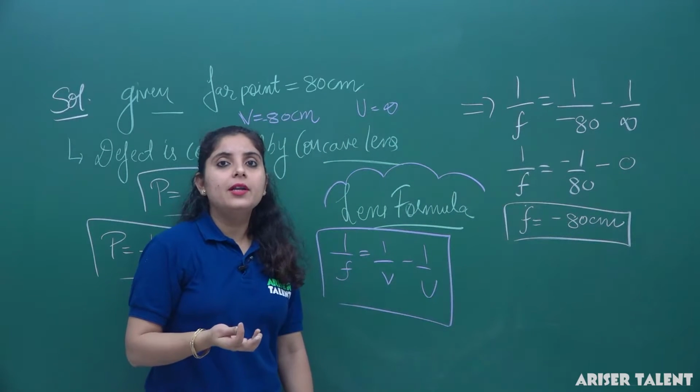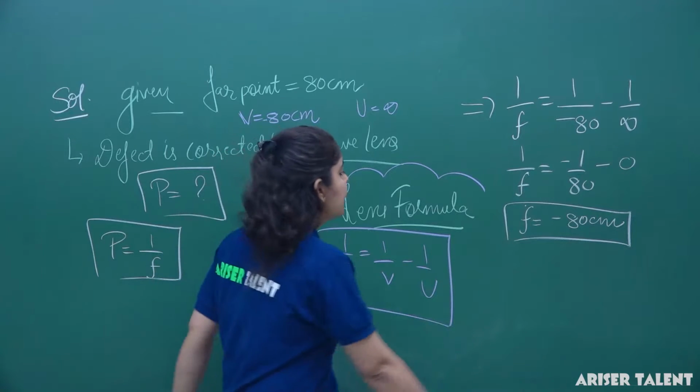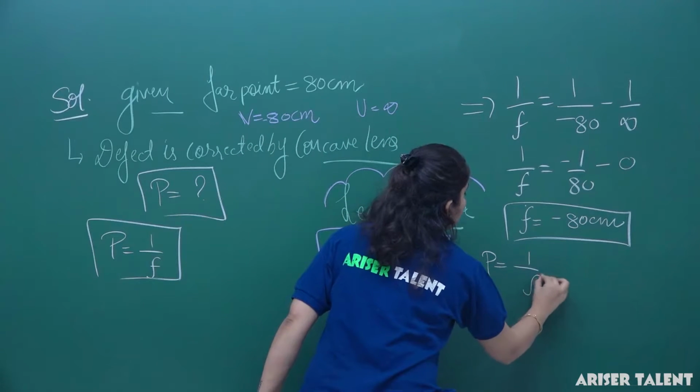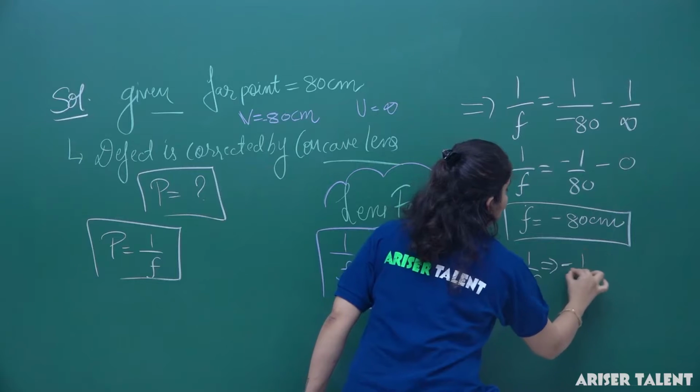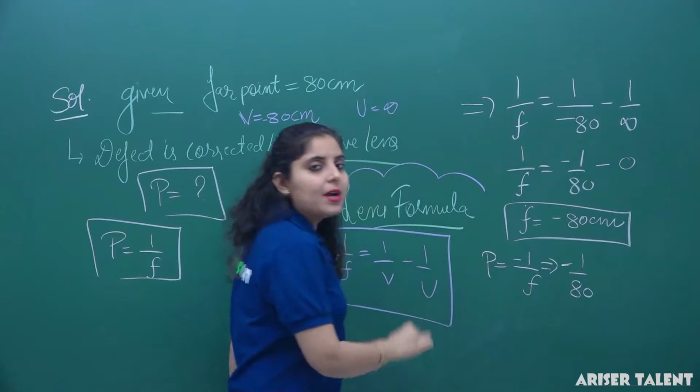Now what you want to find out? You want to find out the power of the lens. So power will be equal to 1 upon f, and it will be again minus 1 upon 80, and how much it will come out to be?